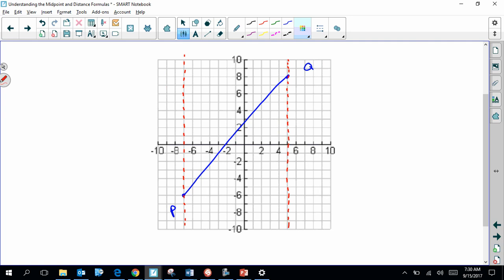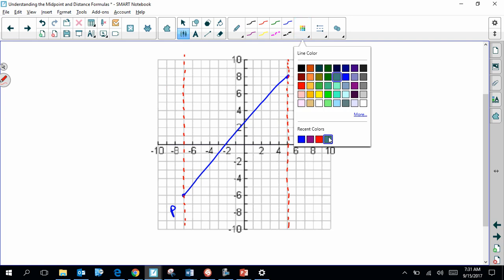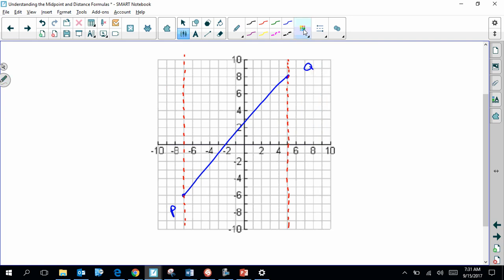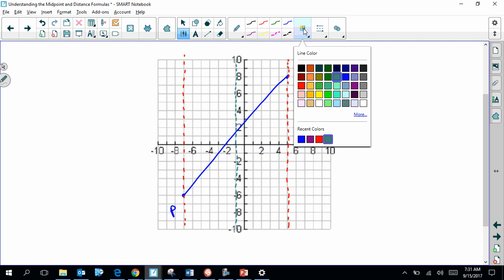When you're tracing this stuff on your patty paper so that you can fold it, and you fold it so that the vertical lines lay on top of each other, you wind up with a dotted vertical line where x is equal to -1. And one of the things you're supposed to recognize about that vertical line is that it's halfway in between the 2 dotted vertical lines that go through point P and Q.